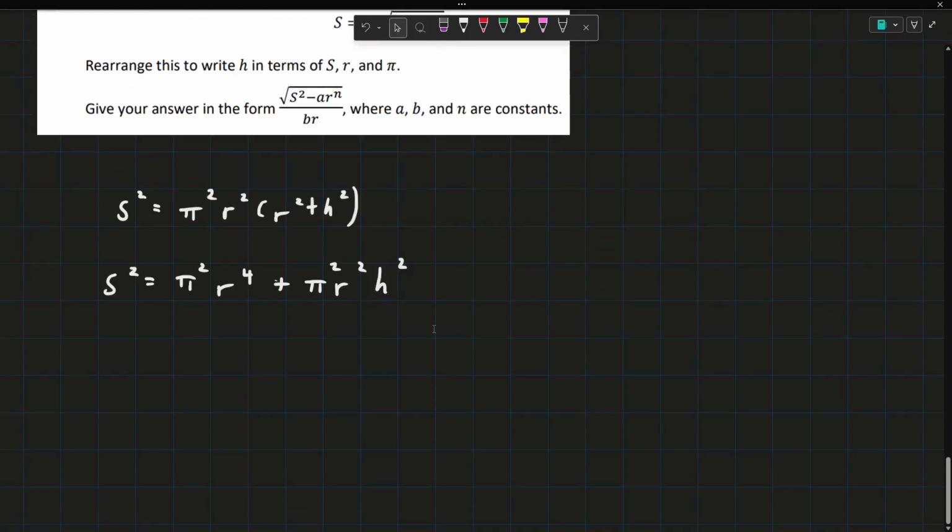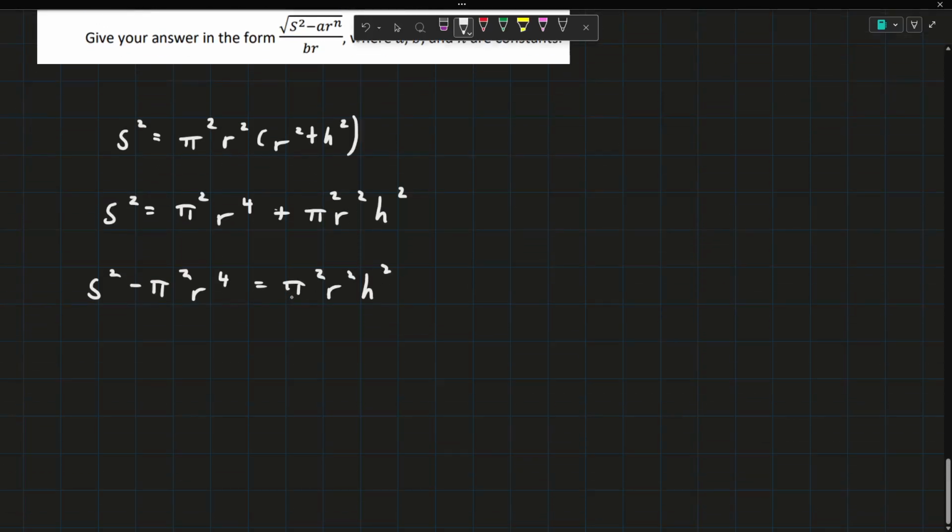Then we need to get h by itself, so let's subtract this term on both sides. So we bring it to the other side as a subtraction. s squared minus pi squared r to the power of 4 will be equal to pi squared r squared h squared. Divide both sides by pi squared r squared, because it's multiplied by the h squared right now, so we need to divide to get rid of that. So we'll get s squared minus pi squared r to the power of 4 over pi squared r squared equals h squared.